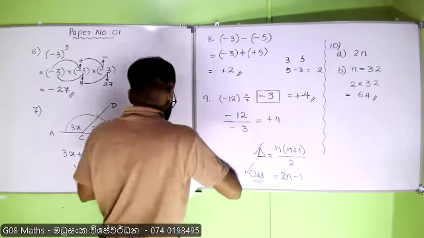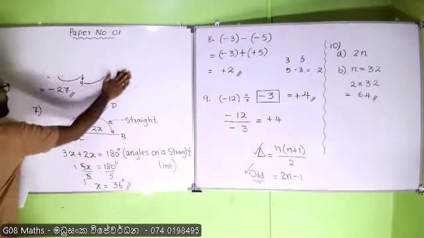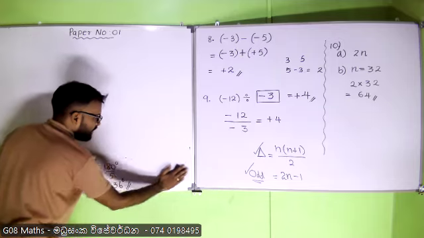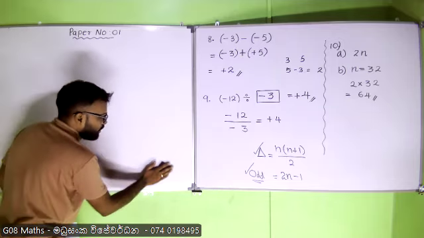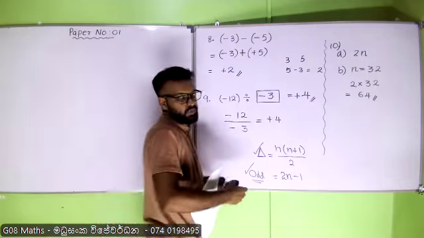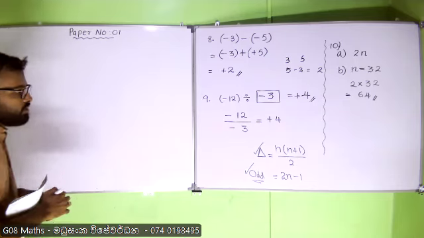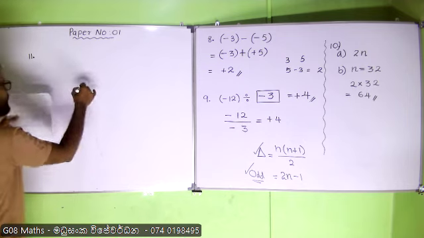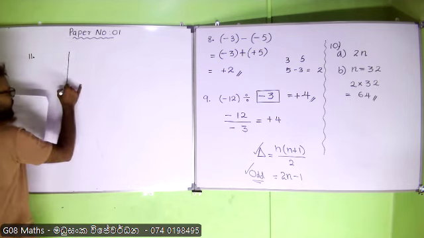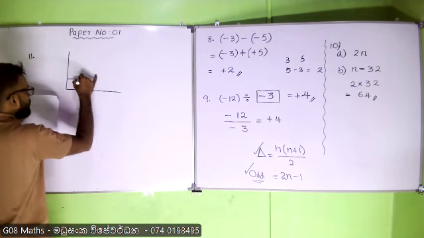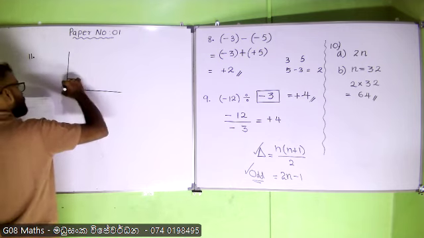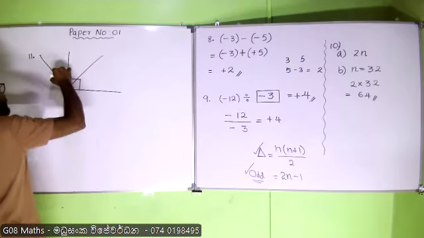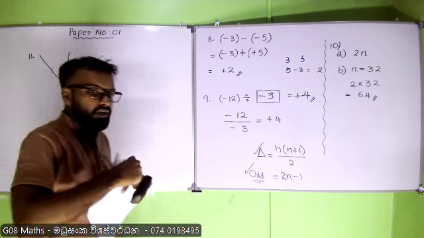So the 11th one. When I am writing all of these things, you need to have the same steps in your answer. 11. Name the pair of supplementary angles. Now here you have something like this. This is 90 degrees. And here something like this as well. Shall I draw it in a different color?